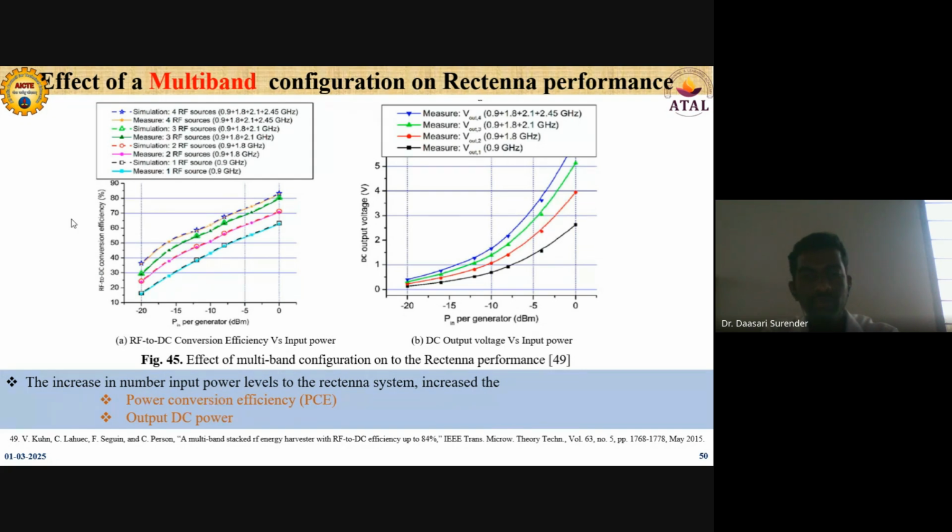Here, DC output power is increasing with the number of RF sources. We can conclude from this that an increase in the number of input power levels to the rectenna system increases the power conversion efficiency as well as the DC power. So this is really a wonderful article.